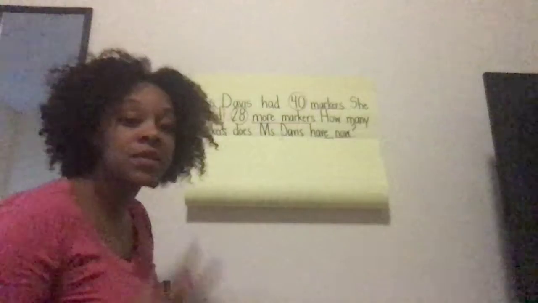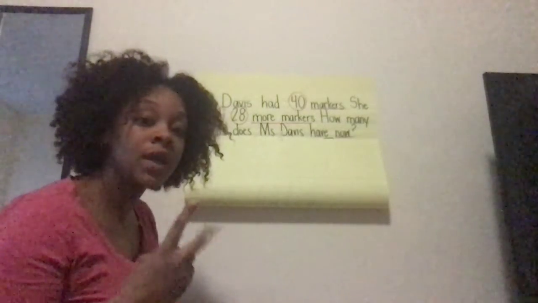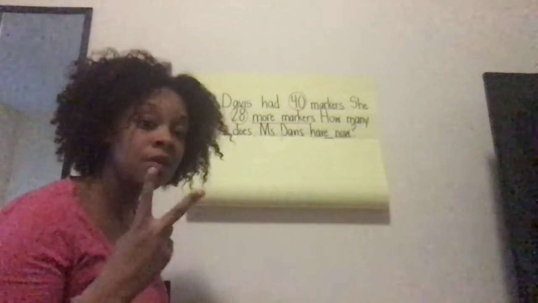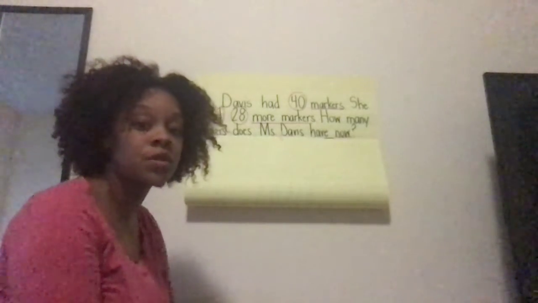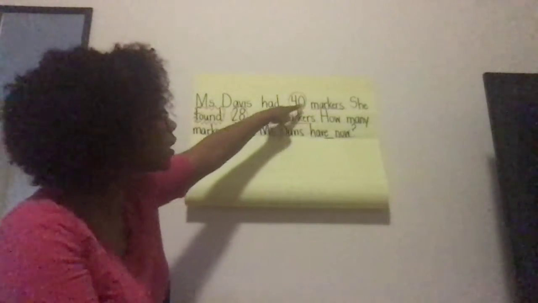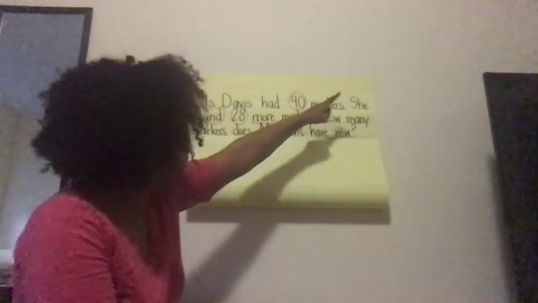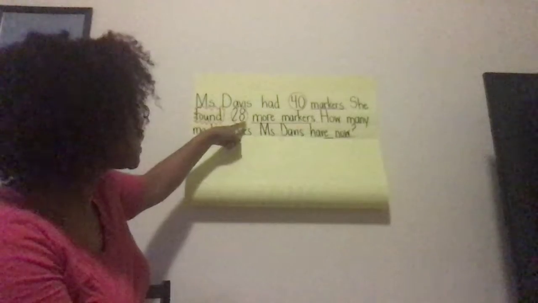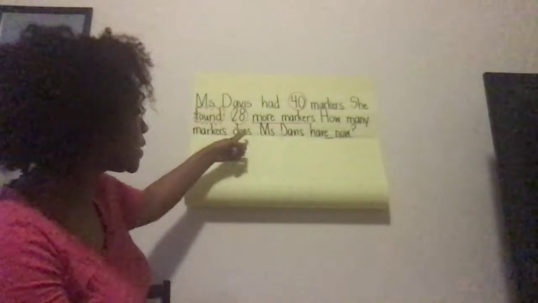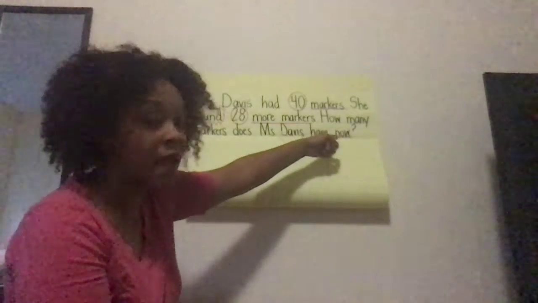Good. So now during the second read, I want you to write a number sentence that matches the story problem. During the second read, you're writing a number sentence that matches the story problem. Miss Davis had 40 markers. She found 28 more markers. How many markers does Miss Davis have now?